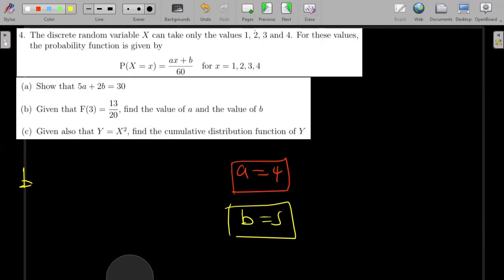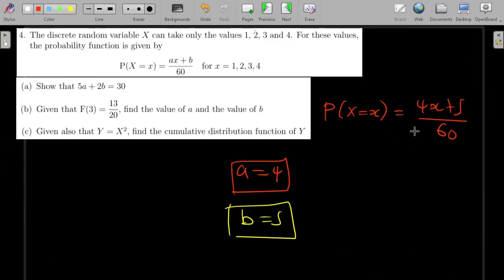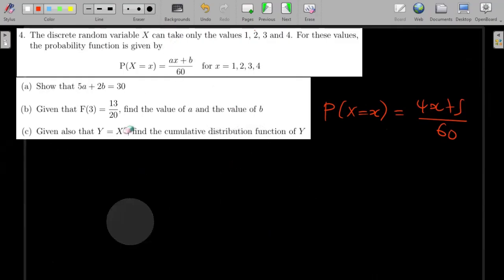Okay, so since we found the value of a and the value of b, it means our probability mass function there is equal to 4x plus 5 over 60. So this is our probability mass function. Okay, so now the question on C here, they are saying, given also that y is equal to x squared, find the cumulative distribution of y. So what are we going to do there? First of all, we need to find the probability distribution of x, just the x.